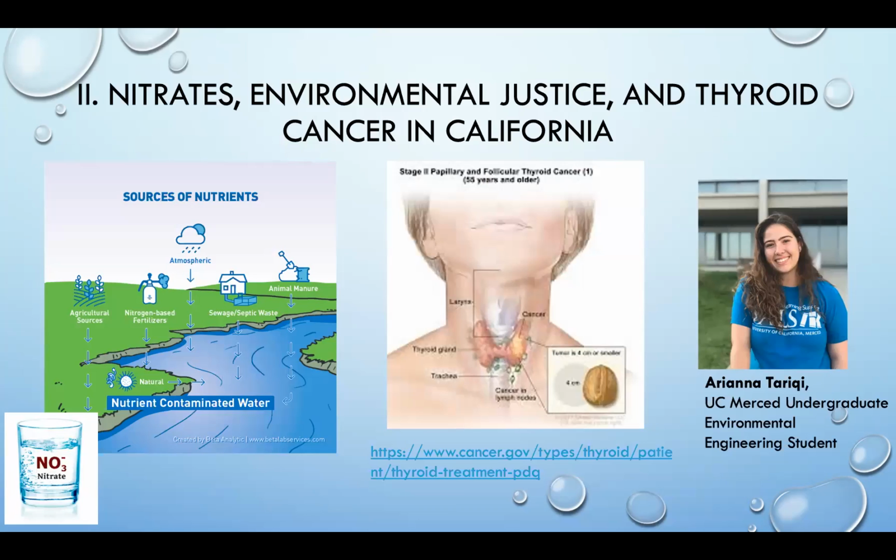thyroid cancer in California. So as you can see on the left, the different sources of nutrients I've talked about: agricultural nitrogen-based fertilizers, as well as septic tanks and animal manure. Some of the research from UC Davis shows that a lot of the nutrient loading comes from agricultural sources. But in areas like LA and San Francisco, you can see a little bit more industrial sources.